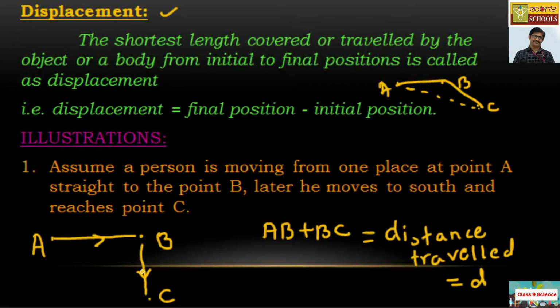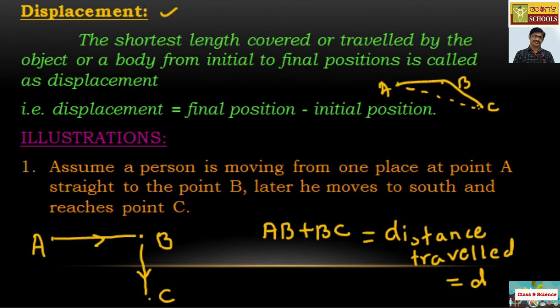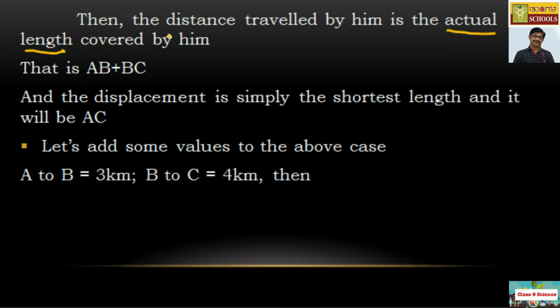And what will be the displacement? That is the shortest length, and it will be AC according to that. So AC will be the displacement. Join the points A and C. AC has to be the displacement. That is the shortest path. You call it X. So the actual length covered by the person is AB plus BC. That will be the distance traveled by him, and displacement will be simply AC.